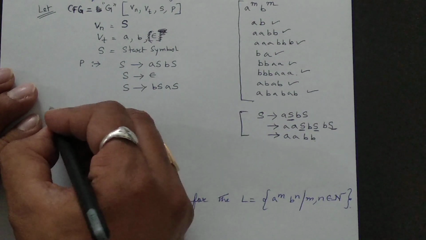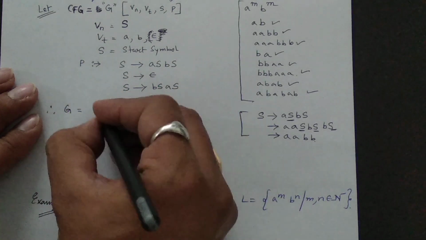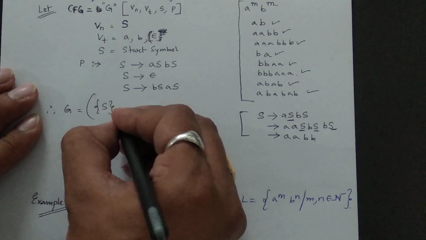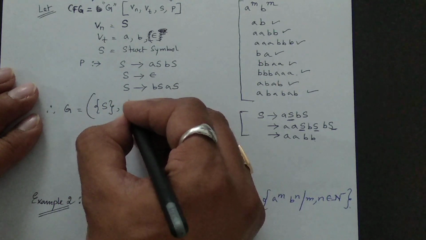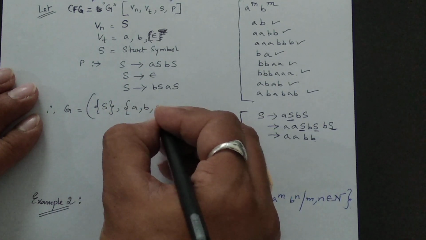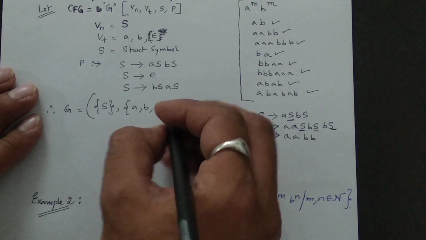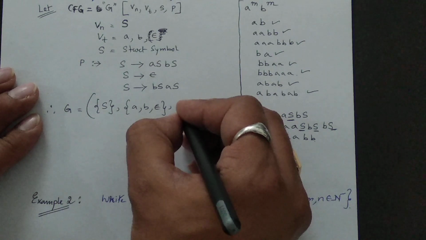Therefore, the CFG will be: the non-terminal will be capital letter S. What will be the terminal symbols? A, B, epsilon. It depends on you if you want to write the epsilon or not, that is not mandatory. Then what will be the start symbol?